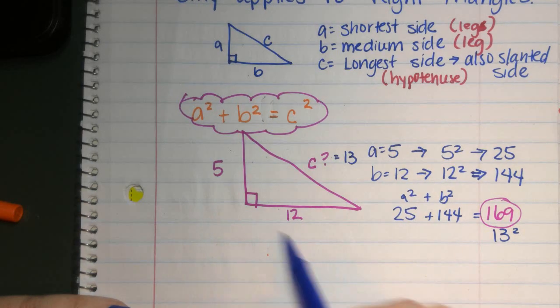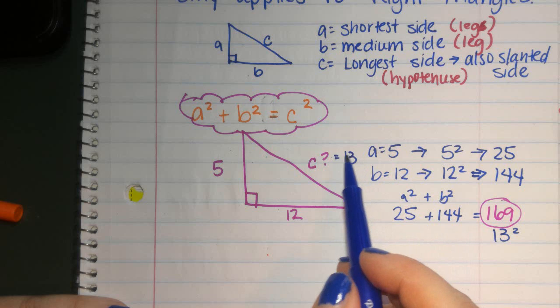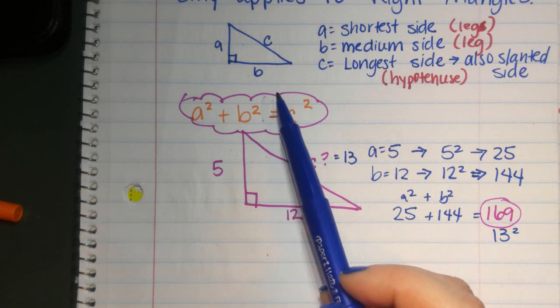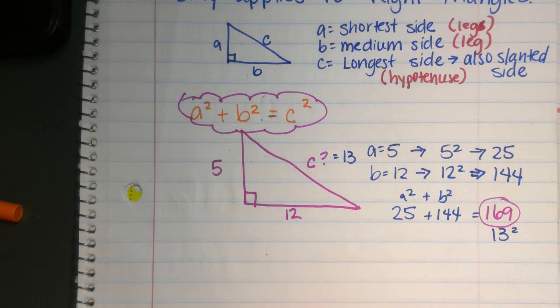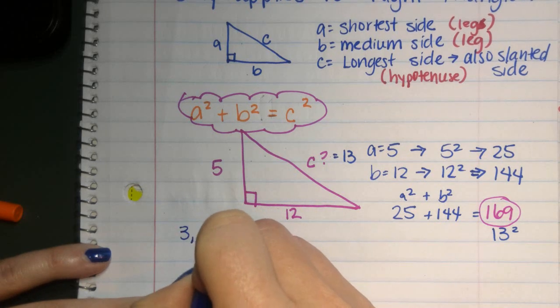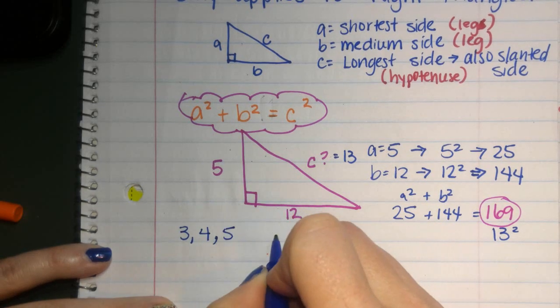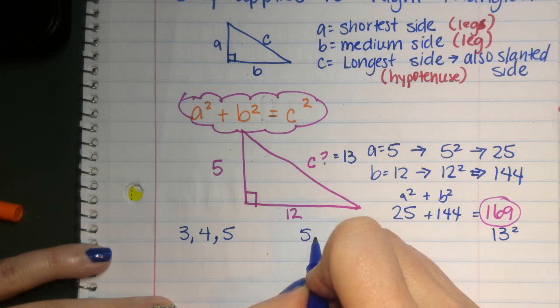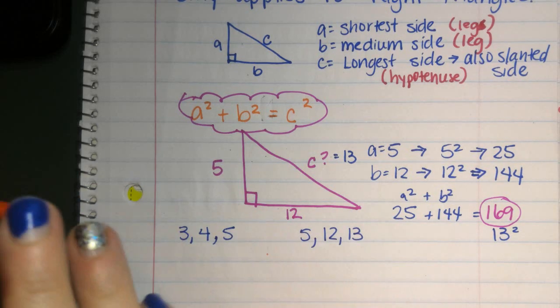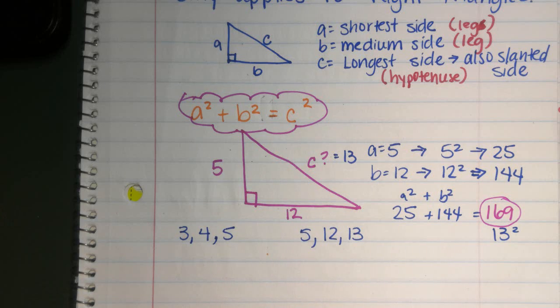So that's a common Pythagorean theorem triple. We did one earlier, which was 3, 4, and 5. These are common triples, 3, 4, and 5. And then we just found out that another one is 5, 12, and 13. Those are common Pythagorean theorem triples. Okay, so that's where we're going to stop today.